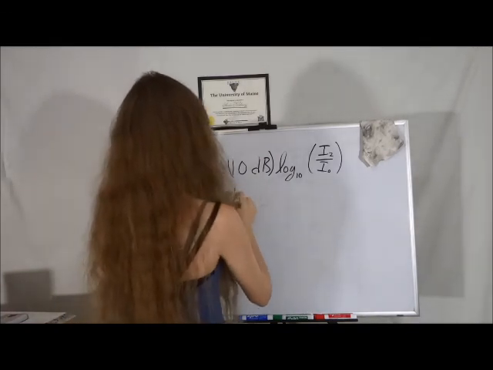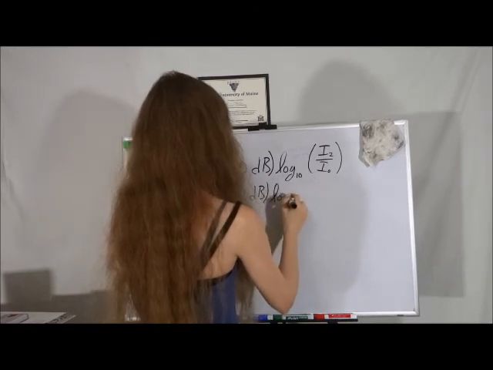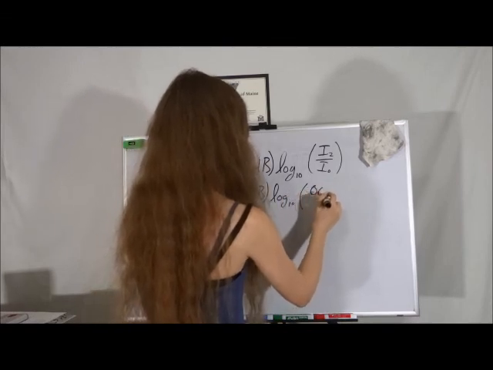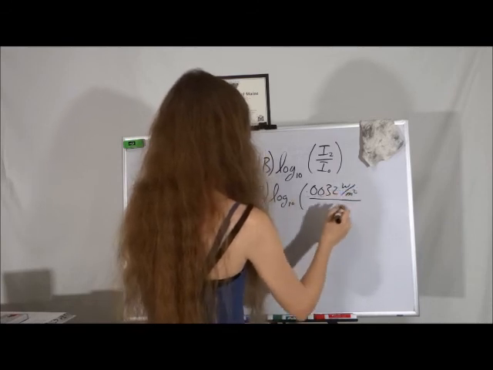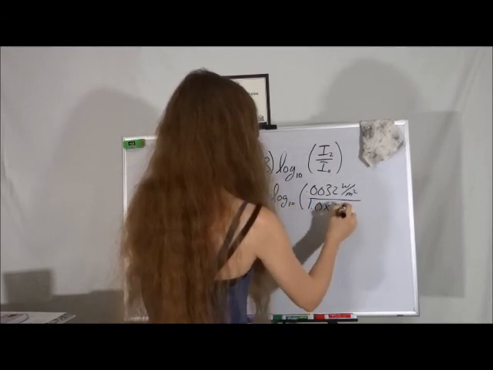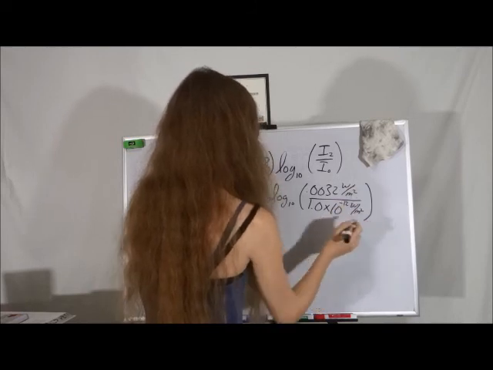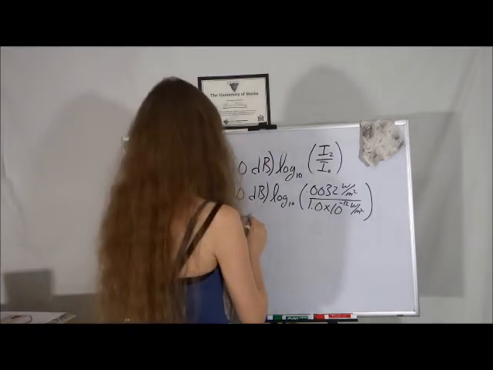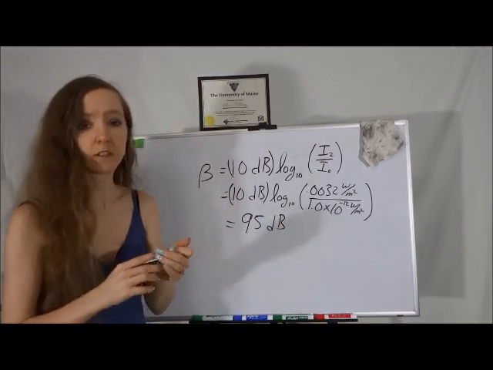So we're going to have 10 decibels log base 10, and then we found I2 to be 0.0032 watts per meter squared, and we're dividing that by I naught, which is a constant, 1.0 times 10 to the minus 12 watts per meter squared. Plug this into our calculator. So, this works out to be about 95 decibels, so 2 sig figs. So that's question 9.